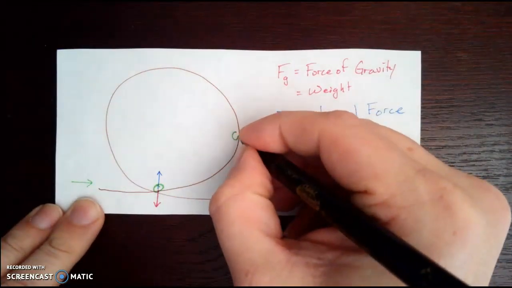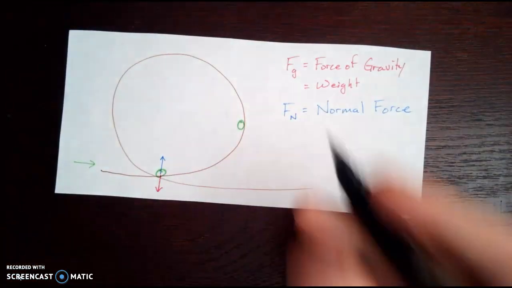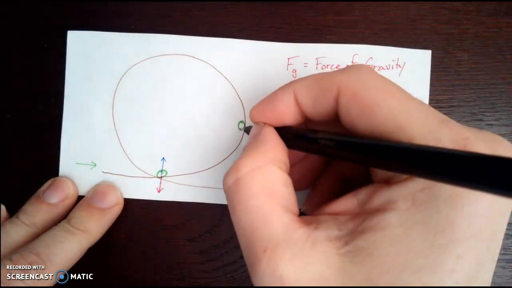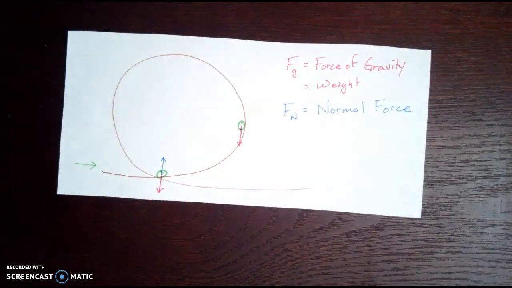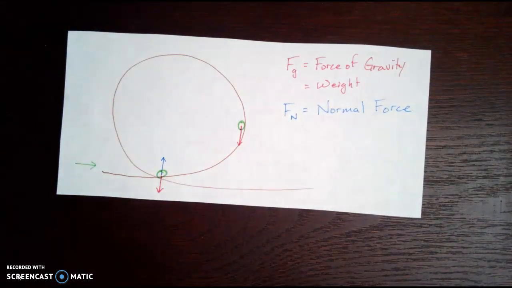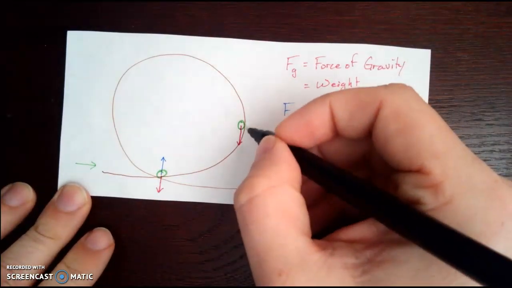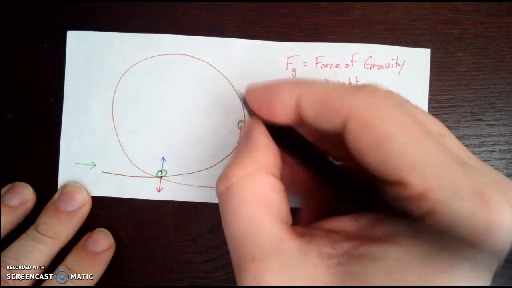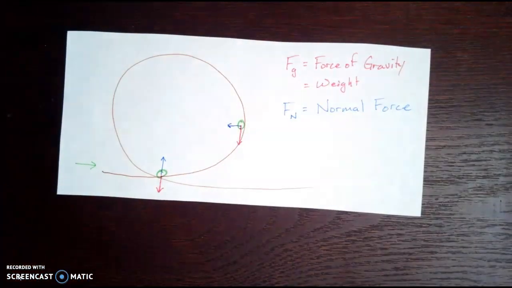Now it's going to be on the side of our loop. Our force of gravity is still down, and it is still the same size, so I'm going to try my best to make it the very same size. But my normal force is not the same. Normal force, remember, is perpendicular to the surface. My surface is on the right side of the ball now, which means my normal force is going to be to the left.